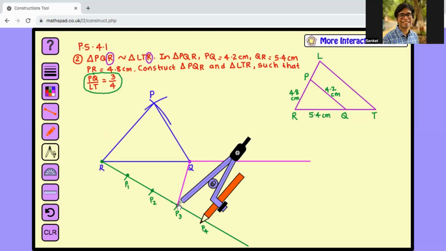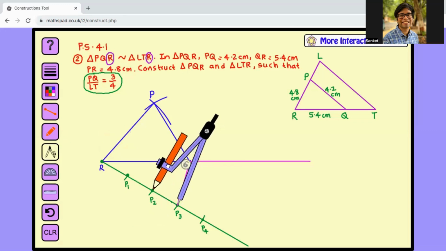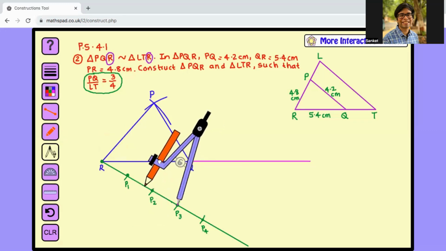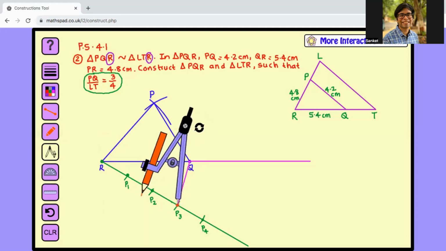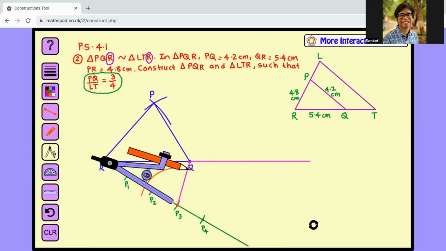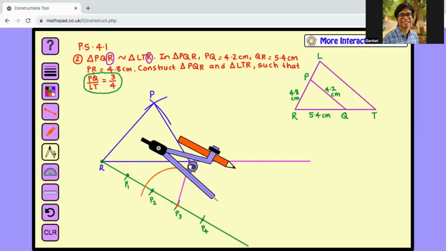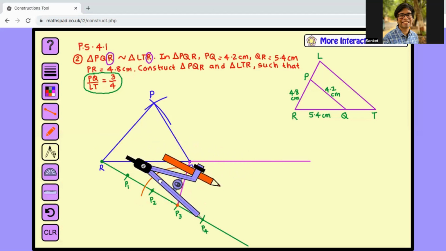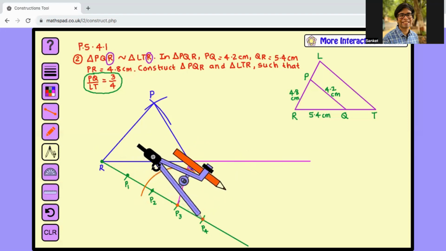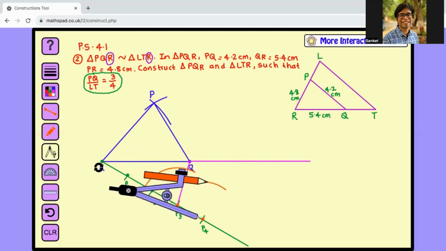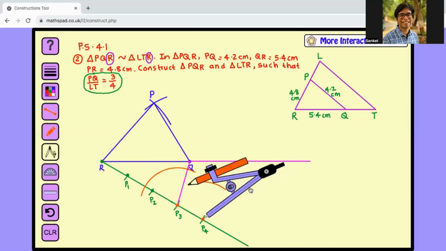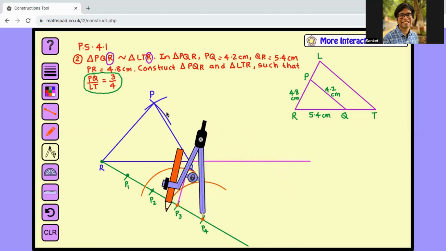I need my compass. I'm going to place my compass at P3. I'm going to take any distance in the compass, fix that distance, and I'm going to make an arc. I'm going to not change that distance. Move my compass to P4. And make an arc again.